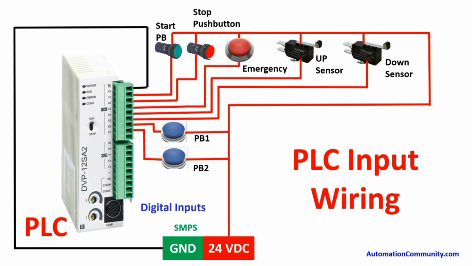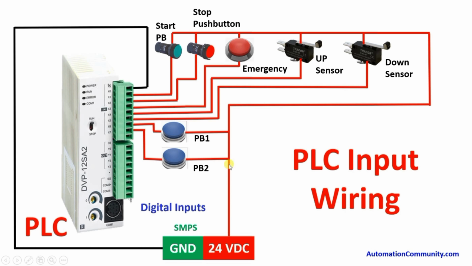So friends, now we will see the input wiring required for this project. First of all, we will have the main control buttons, that are the start, stop and emergency buttons. After that, we have two limit switches to detect the down and up position of the cylinder, and two push buttons to bring the cylinder down. These are the digital inputs of our PLC. Here in the common, we will connect the ground terminal of our SMPS.